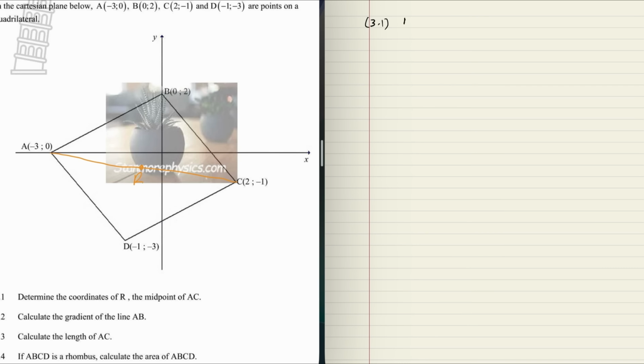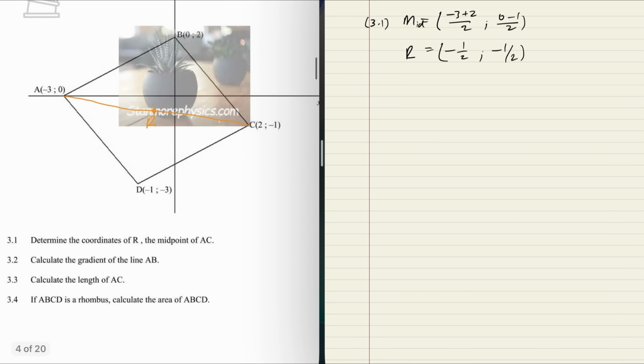So to calculate the midpoint, you're simply going to add up the x values divided by 2 and add up the y values divided by 2. So minus 3 plus 2 divided by 2, so midpoint, and then 0 minus 1 divided by 2. So minus 3 plus 2 is negative 1, negative 1 divided by 2 is negative a half, and then minus 1 divided by 2 is minus a half. So the coordinate for R is going to be minus a half and minus a half.